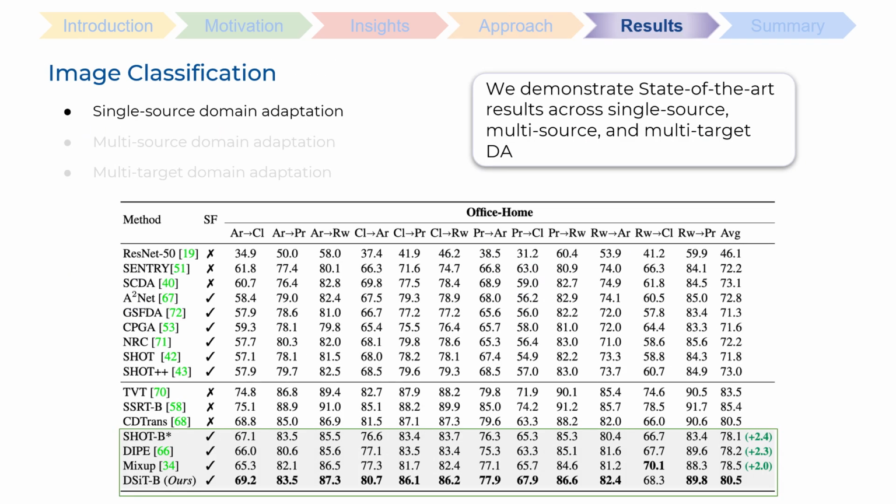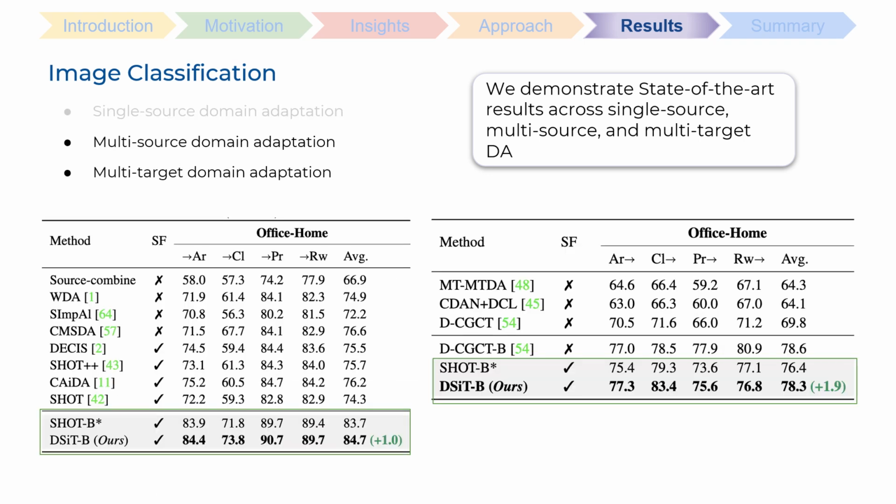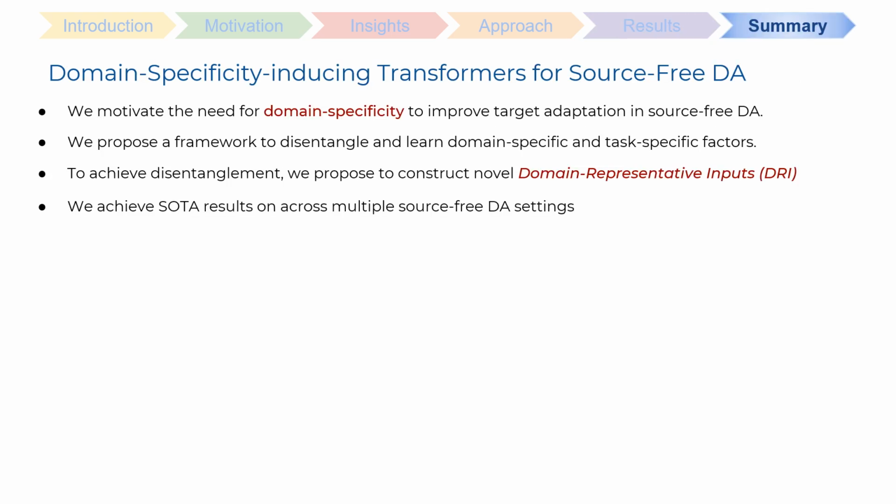We demonstrate state-of-the-art results in single-source DA benchmarks of Office-Home. Similar improvements are observed for Office-31 and VisDA dataset. Our method shows significant improvements over prior multi-source and multi-target benchmarks. In short, we propose a novel transformer-based framework to learn domain-specific and task-specific factors, and our approach achieves state-of-the-art results over multiple SFDA benchmarks.